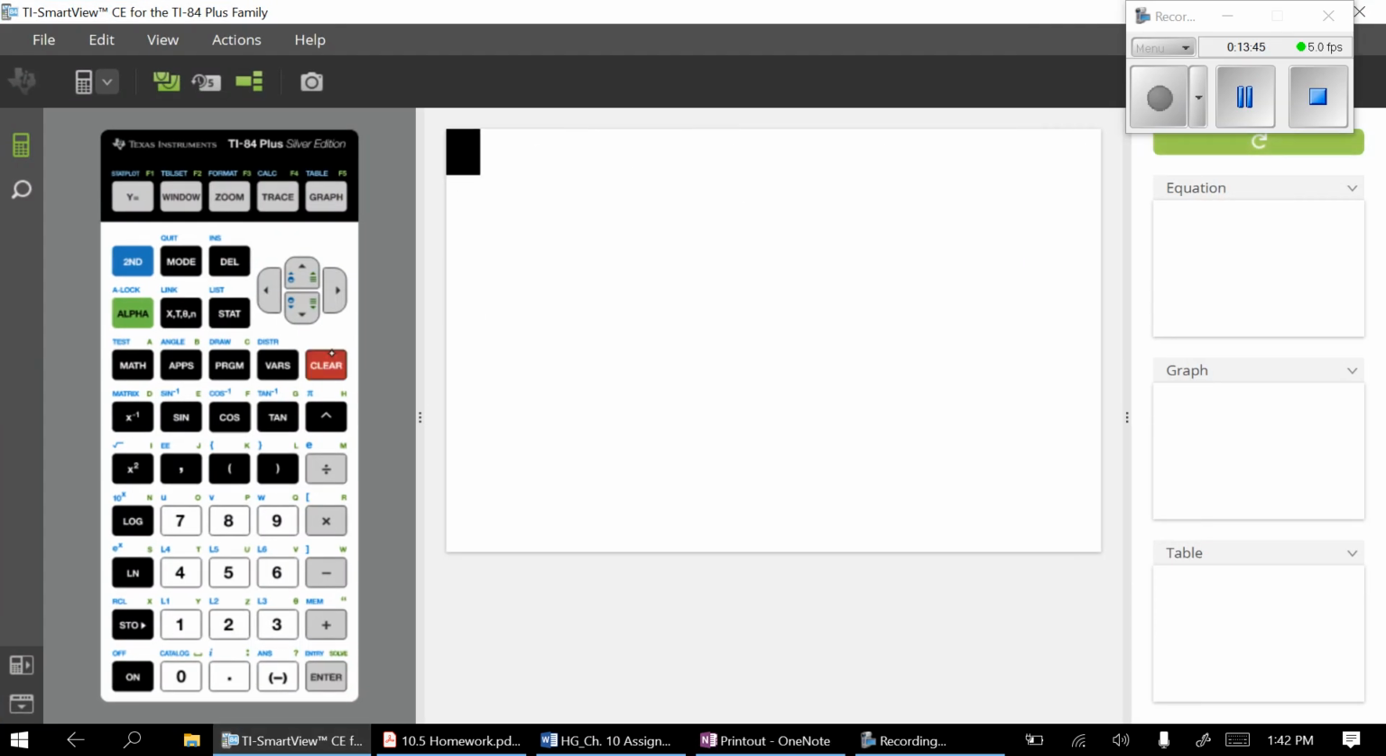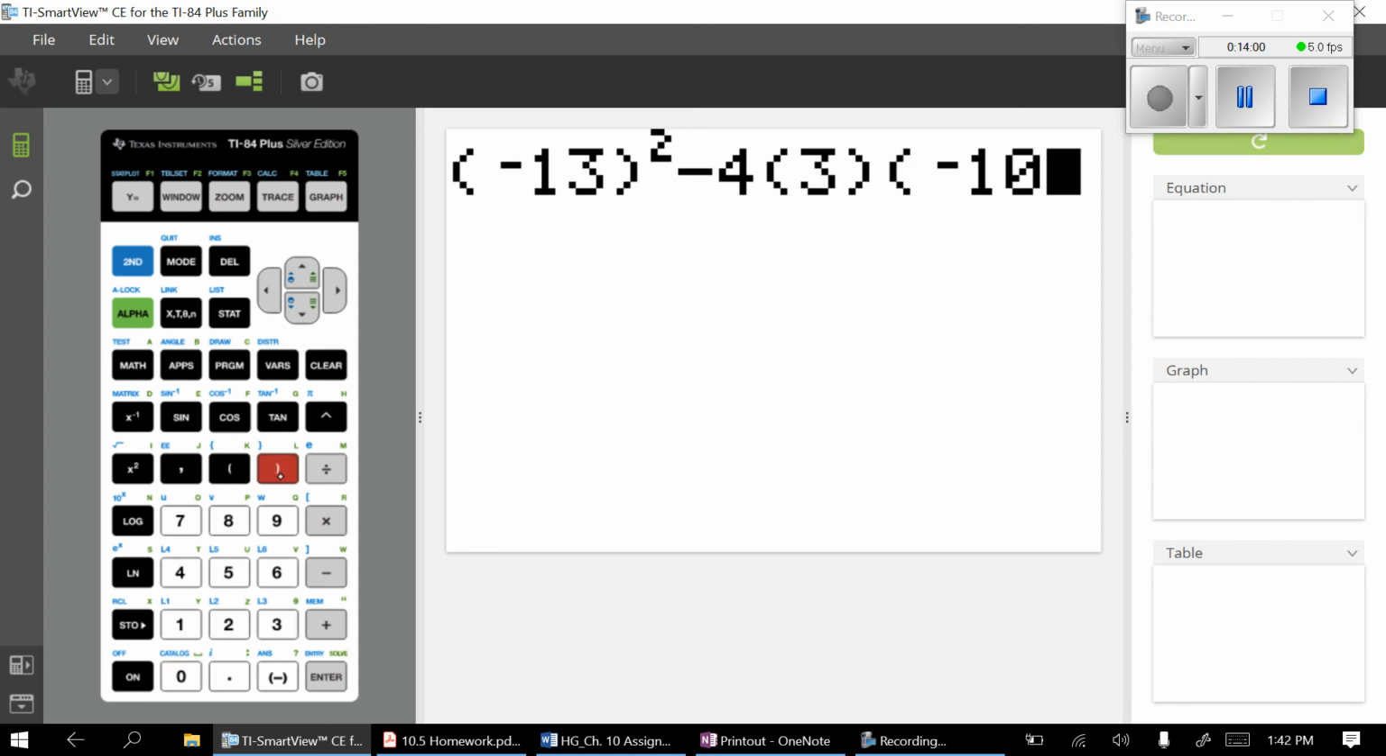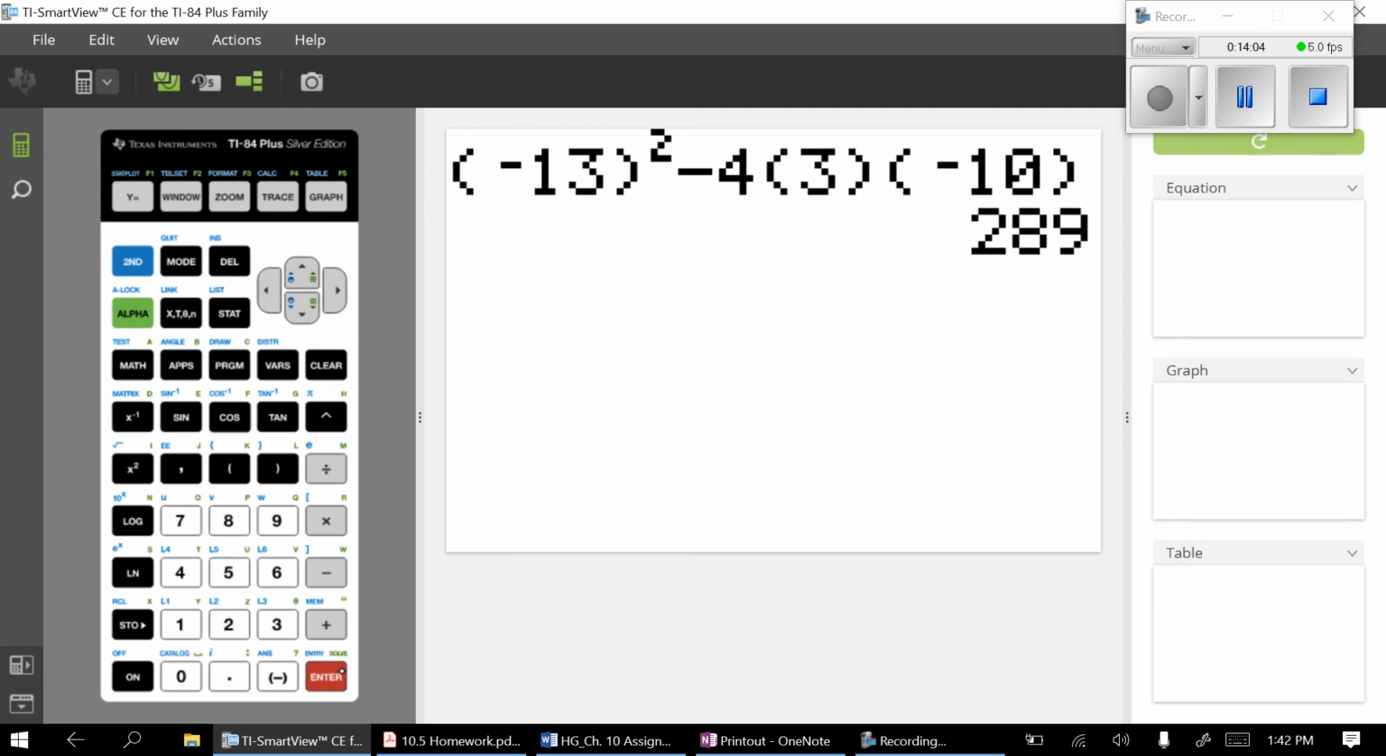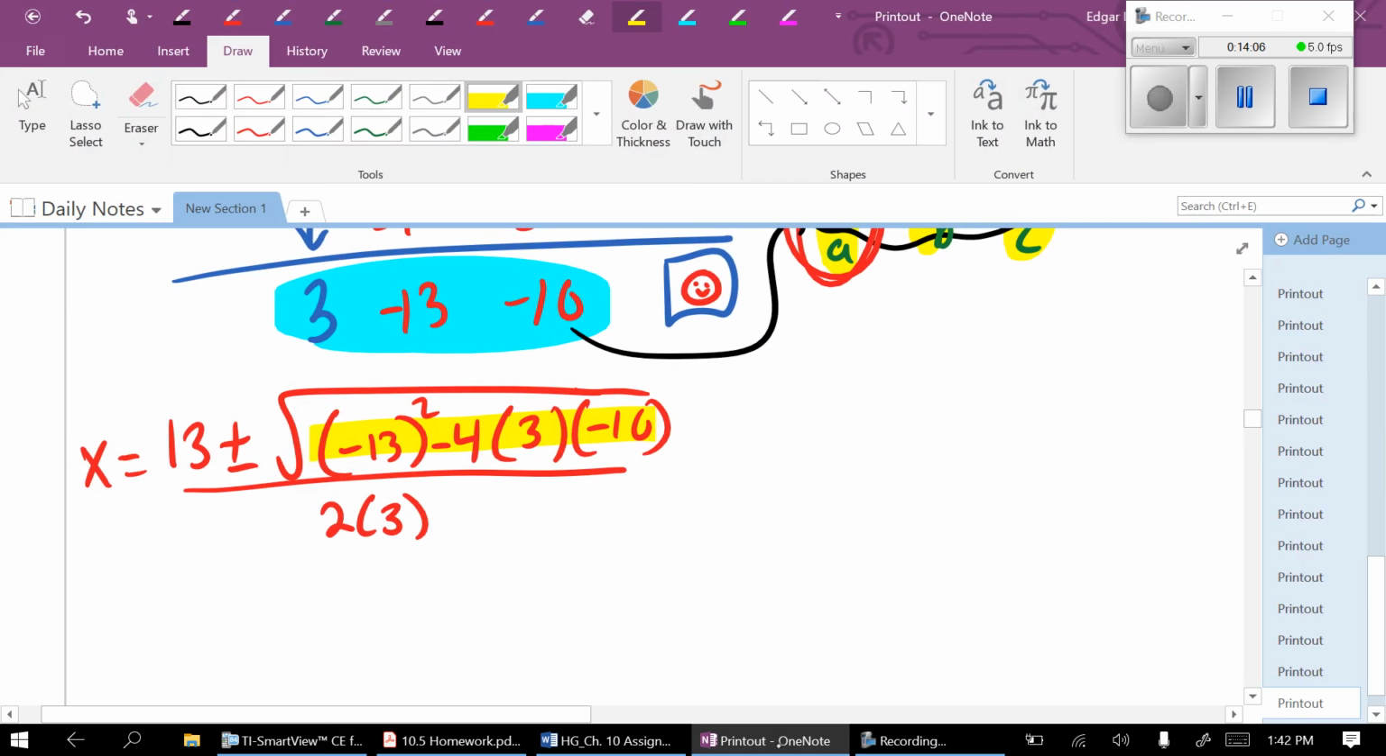So this is going to be, let's see here. It was negative 13 squared minus 4 times a, which was 3, times c, which was negative 10. Let's see what we get. We got 289, so let me get right back to it. This gives me x equals 13.